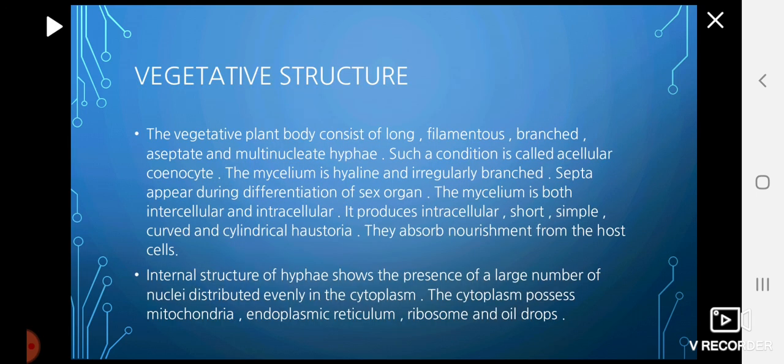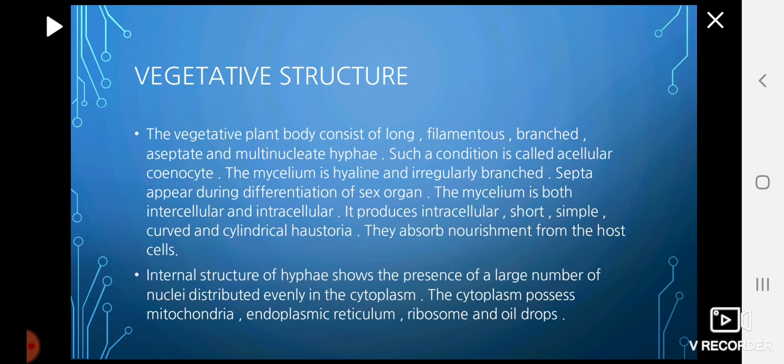Now we'll study the vegetative structure. It consists of long filamentous, branched, aseptate and multinucleate hyphae. Such a condition is known as acellular coenocytic. Mycelium consists of branched hyphae, and septa are not present, but septa may appear later on during the differentiation of the sex organs.